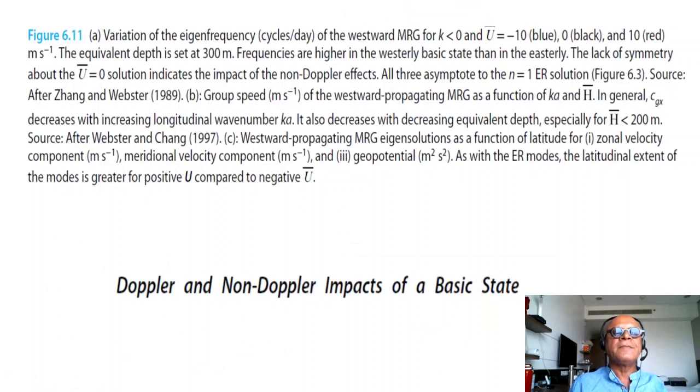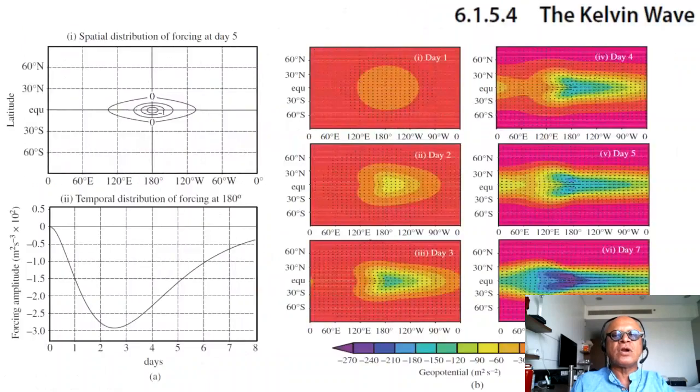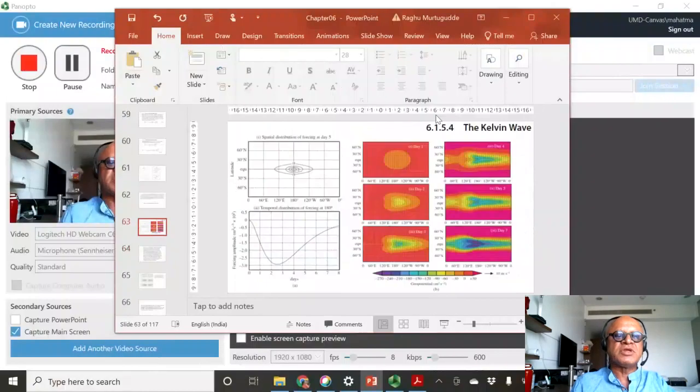Okay. So variation of the eigenfrequency, I'm not going to read the caption. I already said everything that needs to be said. Okay. So as with the equatorial Rossby modes, the latitudinal extent of the mode is greater for positive U compared to negative U bar. So westerly flow tends to expand the equatorial trapping latitudes for the mixed Rossby gravity waves as well.